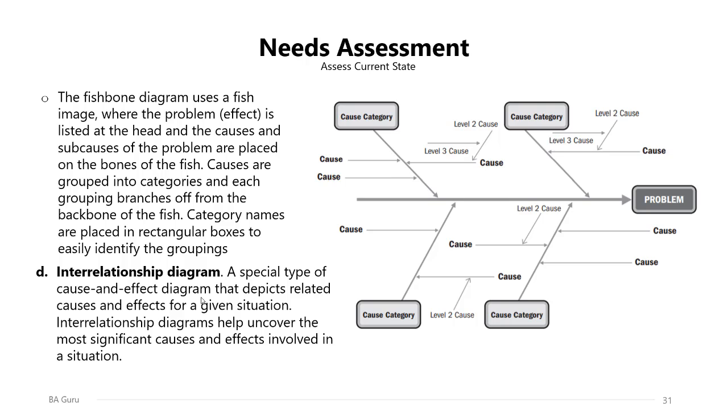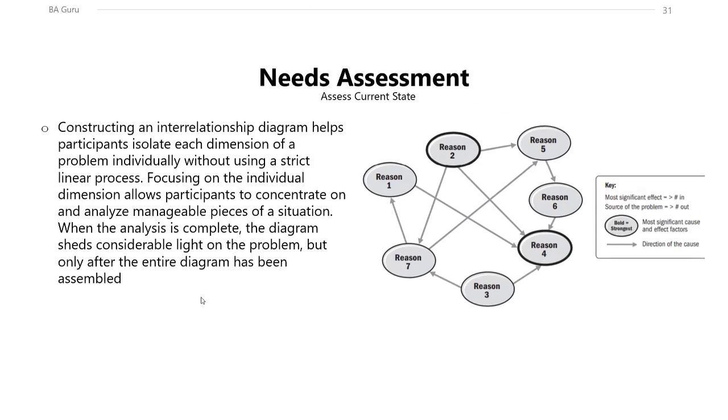Again, we have the interrelationship diagram, which is a special type of cause and effect diagram that depicts related causes and effects for a given situation. Interrelationship diagrams help uncover the most significant causes and effects involved in a situation. So while you are performing root cause analysis and opportunity analysis, you can rely on the fishbone diagram and the interrelationship diagram, in addition to the root cause and the opportunity analysis.